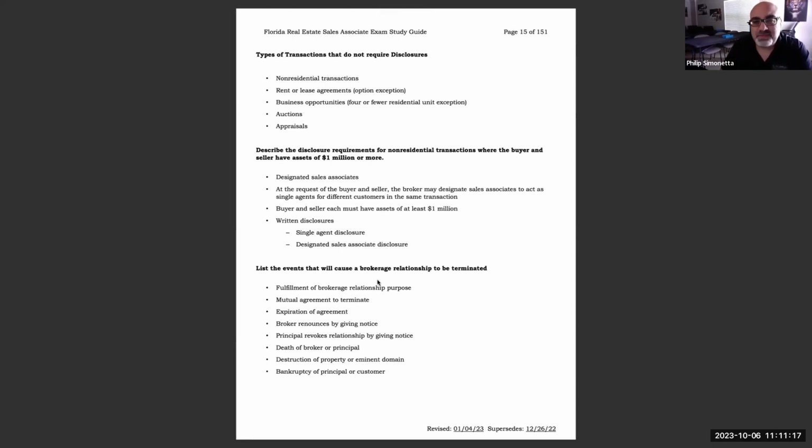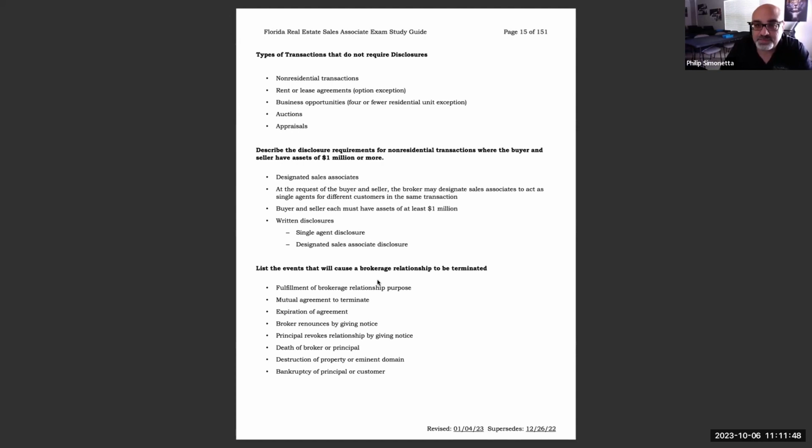Okay. Let's look at the types of transactions that do not require disclosures. The disclosures we just talked about, I just told you the transactions that need them. So let's look at the ones that don't need them. Anything that's non-residential, non-residential transactions, don't have disclosures. Rent or lease agreements don't have disclosures, except options.